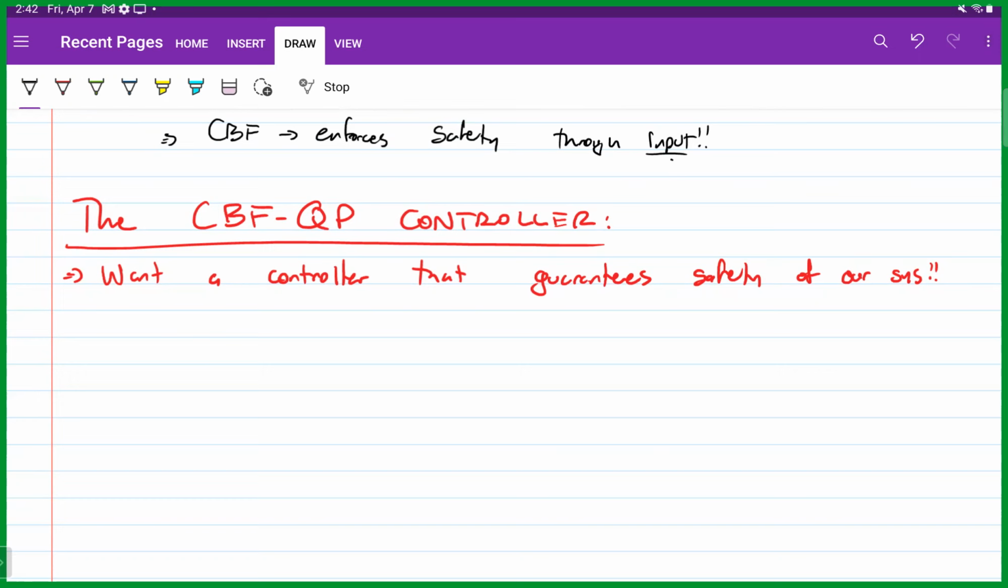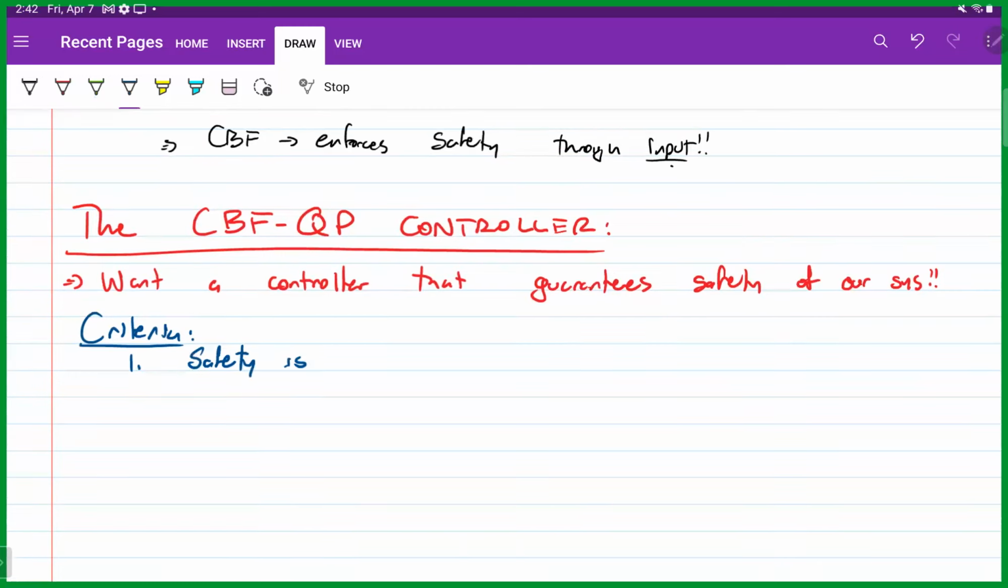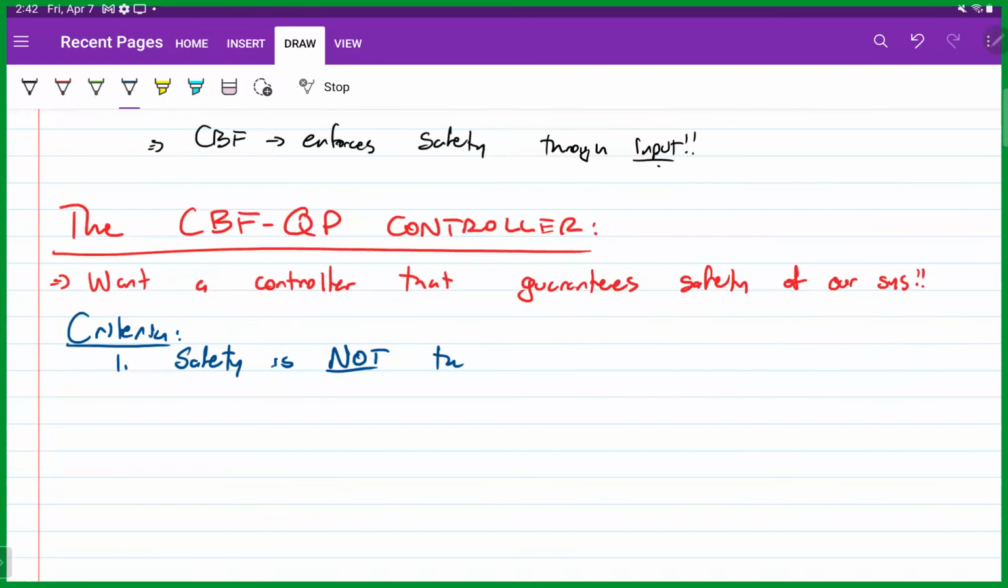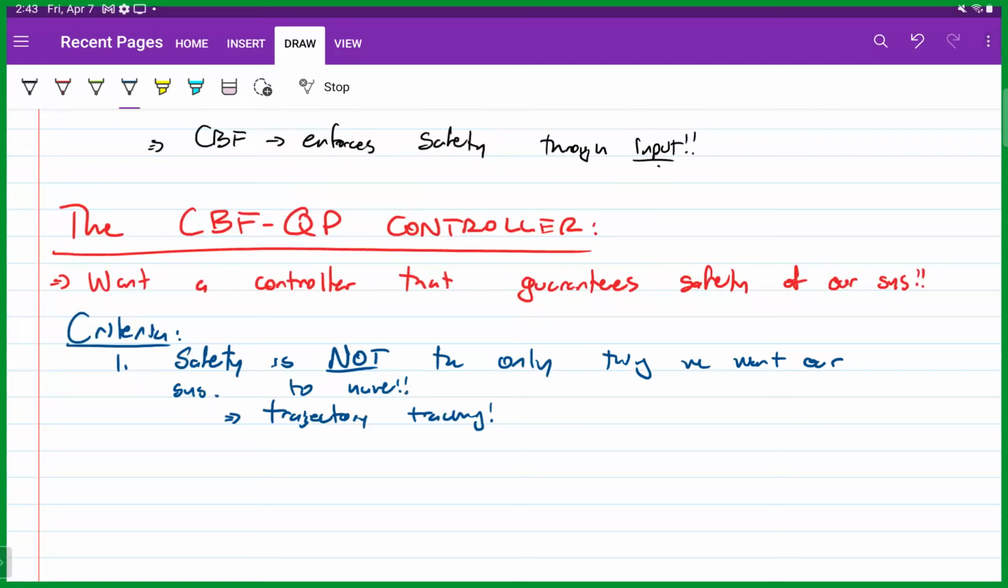Okay. So along the way, we have a few criteria to keep in mind for our control. One is that although safety is our actual priority for our system, safety is not the only thing we want our system to have. So we might want to have other things like trajectory tracking, all those other abilities that we were discussing earlier in the course, because safety is not necessarily the only thing that we want these systems to be able to achieve.